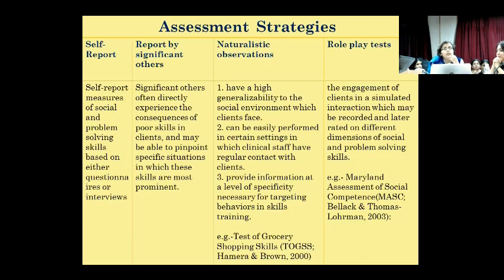For self-report measures, it's usually the social and problem solving skills, based on either the questionnaire or the interviews which we give to the client.